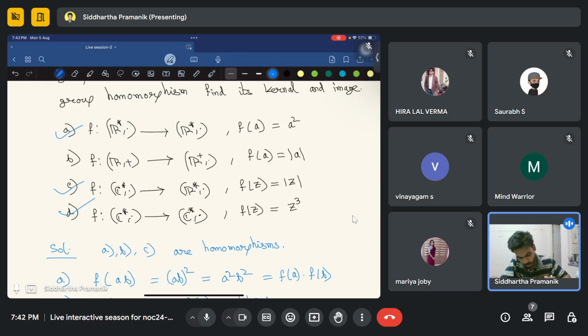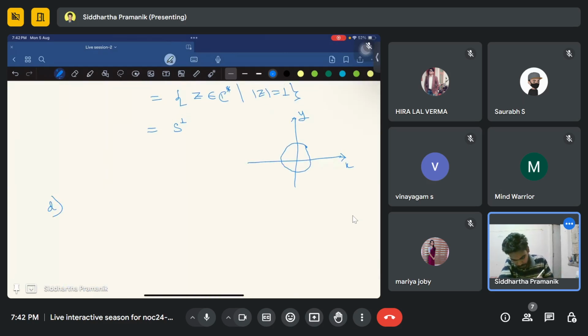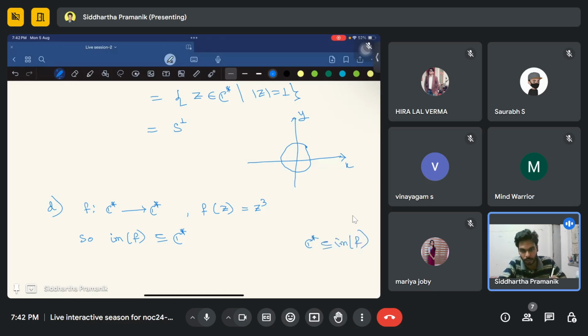Okay, so let me do this. In case of D, your F is from C star to C star, which are non-zero complex numbers. F of Z is equal to Z cubed. So definitely image of F is a subset of C star. So we need to prove the other way, C star is a subset of image F, right? Then it will be equal.